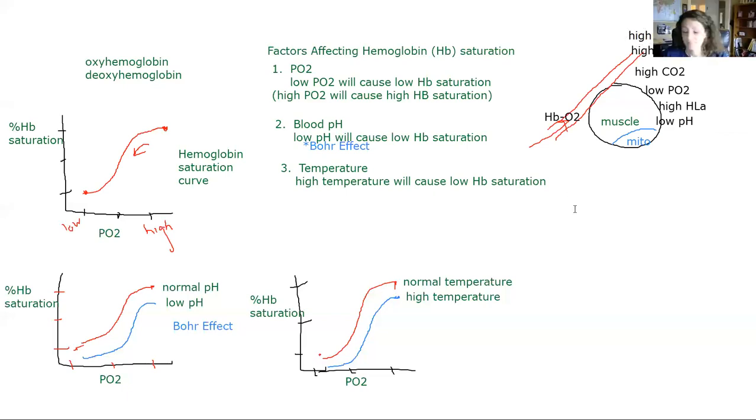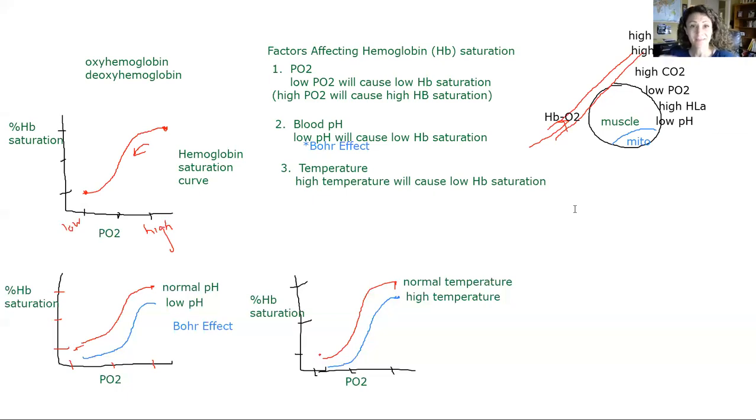Okay, so these are the 6 local conditions at the exercising muscle that we described when we were talking about controlled blood flow, right? These conditions sensed by the chemoreceptors trigger vasodilation, bringing in more blood flow to the exercising muscle, right?